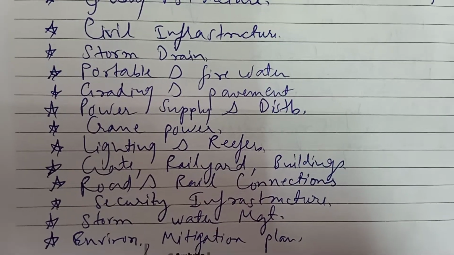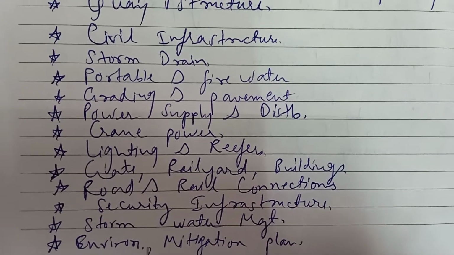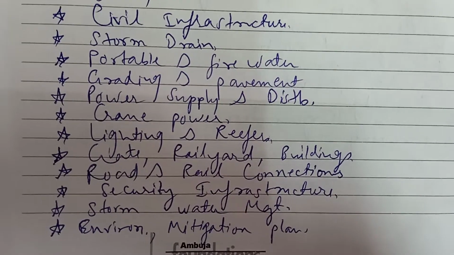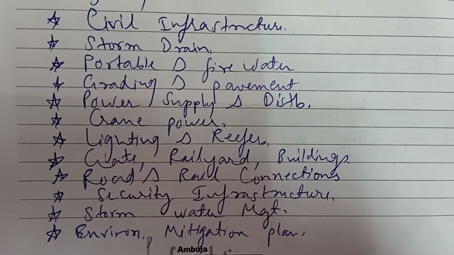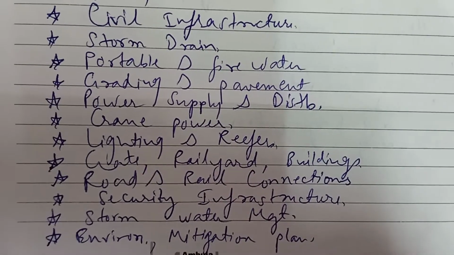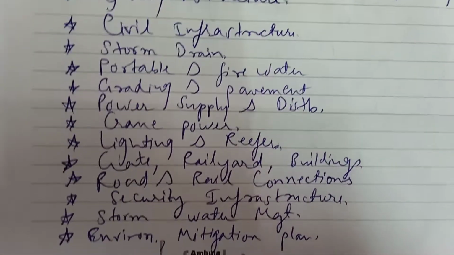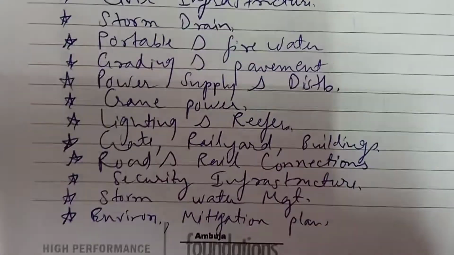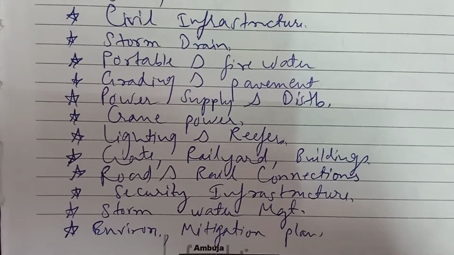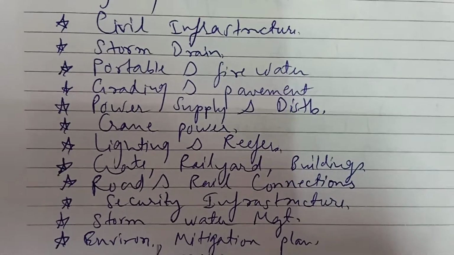Road and rail connection relate to the connectivity and multimodal aspect of the port operation. Security infrastructure, such as the security in-charge room, the security surveillance rooms and the cameras, or any other safety and security which is needed at the port side.